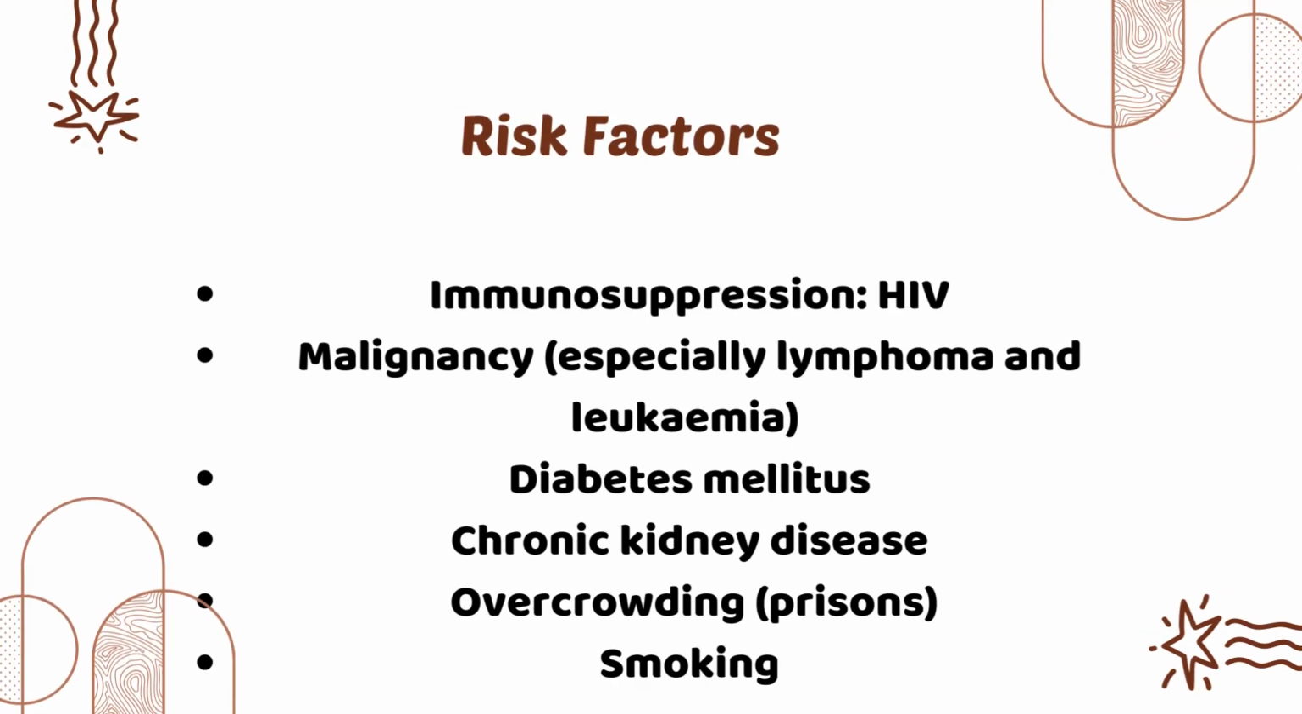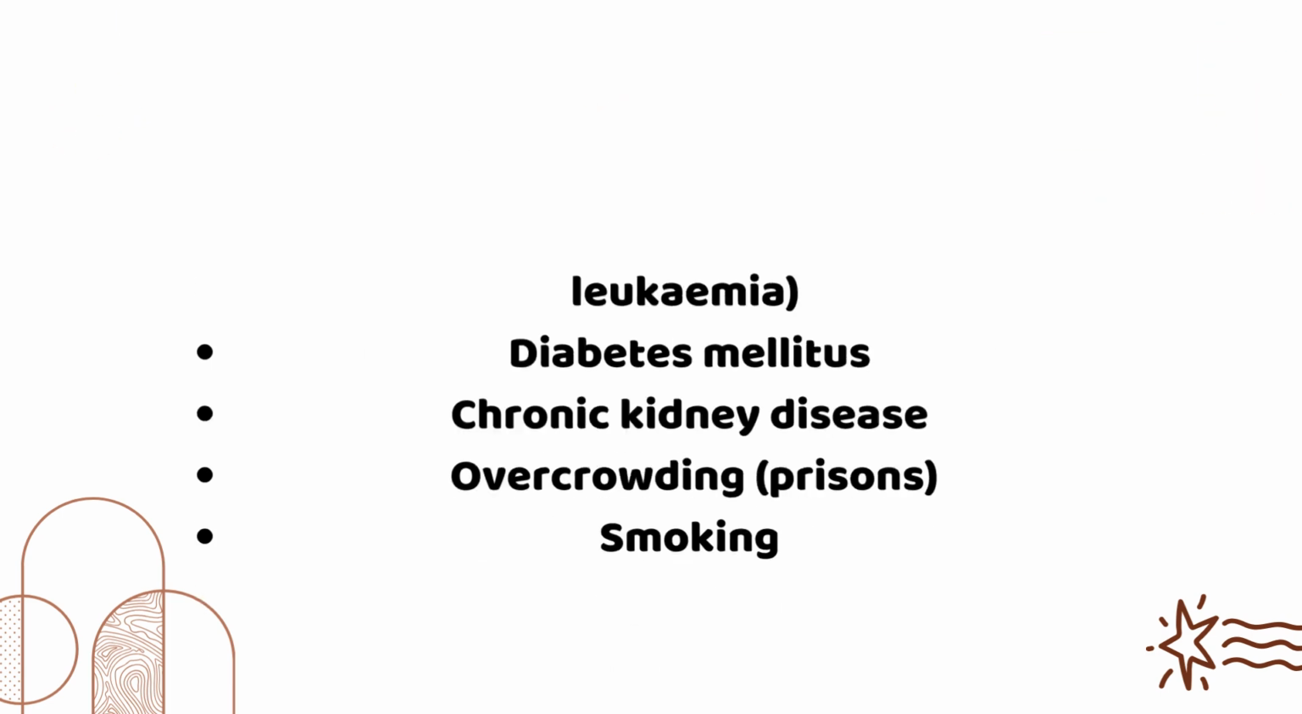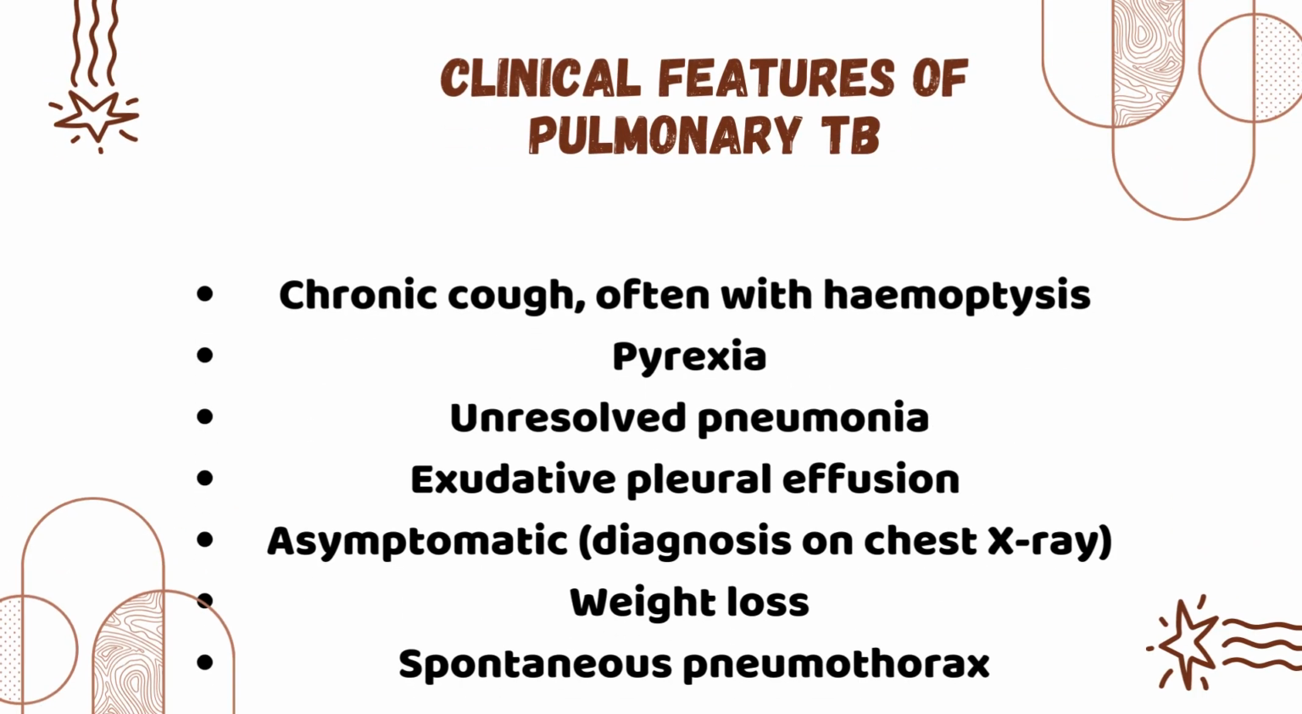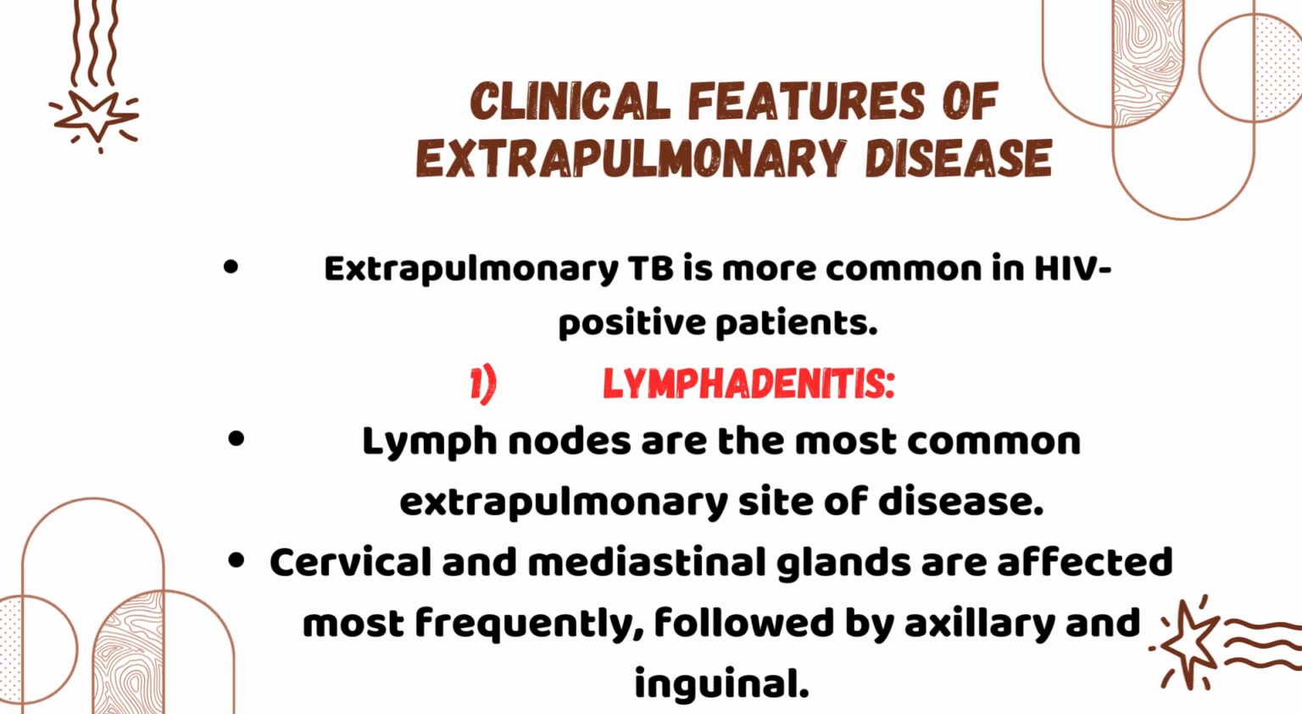The risk factors are immunosuppression like in HIV, malignancy, especially lymphoma and leukemia, diabetes mellitus, chronic kidney disease, overcrowding, smoking. The clinical features of pulmonary tuberculosis are chronic cough, often with hemoptysis, pyrexia, unresolved pneumonia, exudative pleural effusion, weight loss, spontaneous pneumothorax.